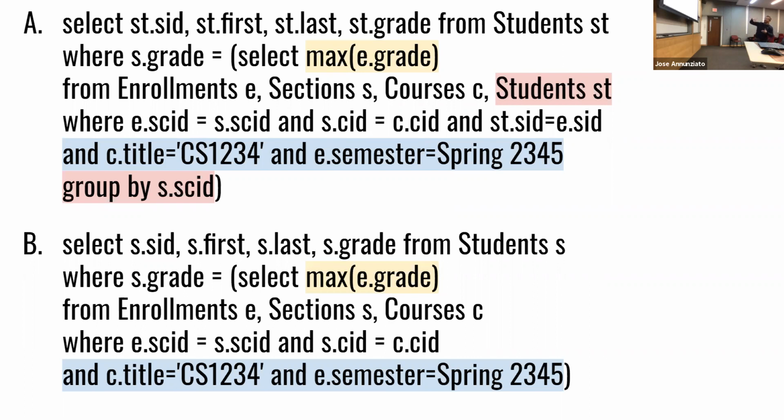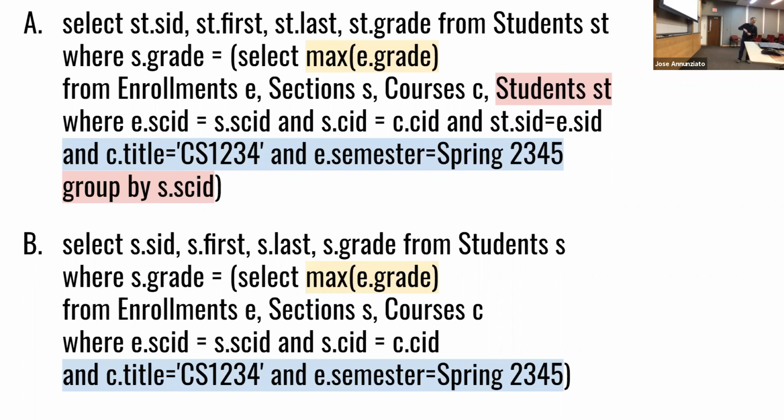Yes, I'm joining the enrollments with the section. And then I'm joining the section course ID with the course CID. Again, the CID match, right? So that's good. I'm also joining the student SID with the enrollment SID, right? Again, those match. Notice that I'm filtering on the title of the course, and I'm filtering the enrollment semester. That looks right, correct? Yeah.